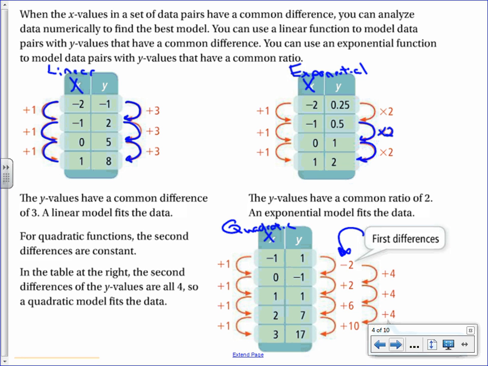Well, how do you go from -2 to +2? You have to add 4. Now I want to check to make sure that's consistent with the next one. How do you go from 2 to 6? You add 4. So the first differences did match up, but your second differences, this row here, did match up. That's how you find out if it's quadratic.